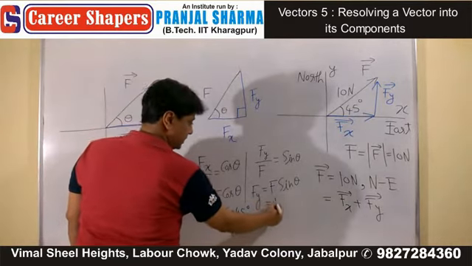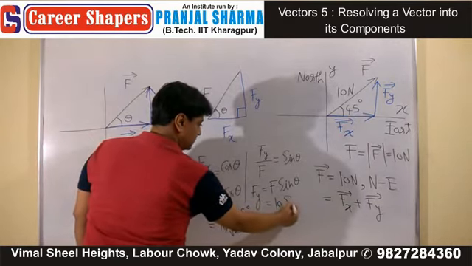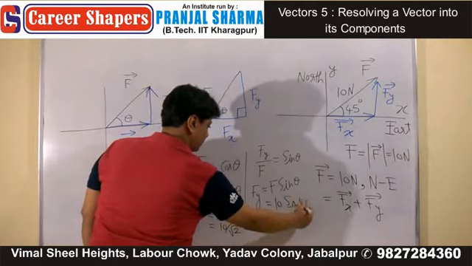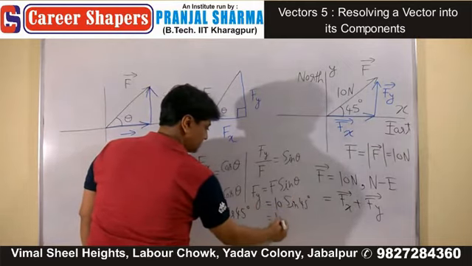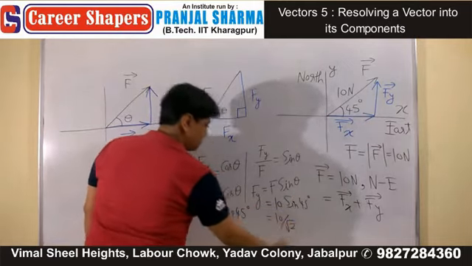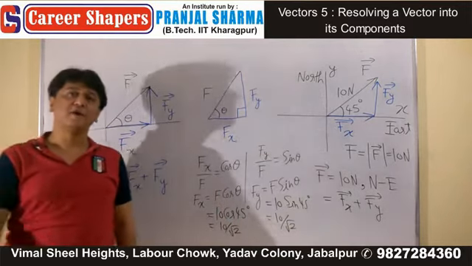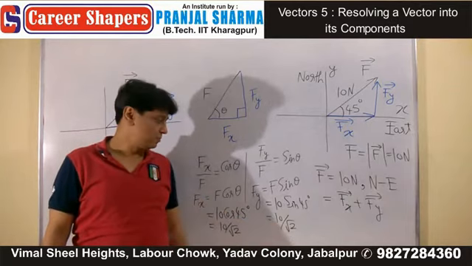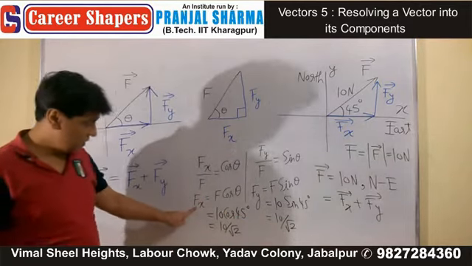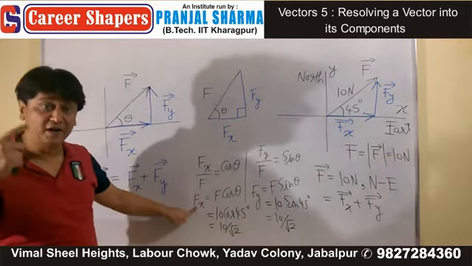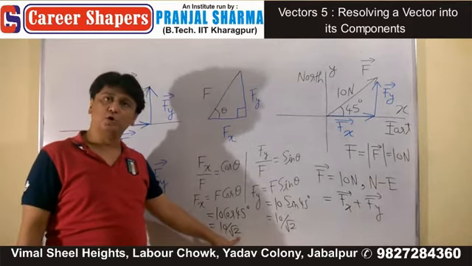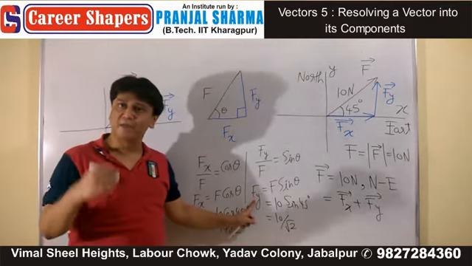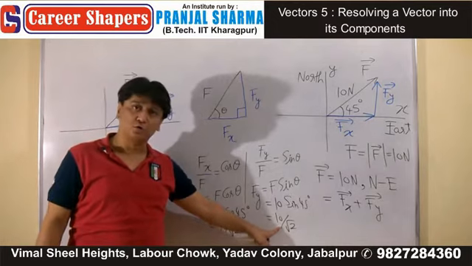Similarly, 10 sine 45, which becomes 10 by root 2. What is sine 45 degrees? 1 upon root 2. This gives us 10 by root 2. Now, what is Fx? Magnitude 10 by root 2 newtons. What is Fy? Magnitude 10 by root 2 newtons.